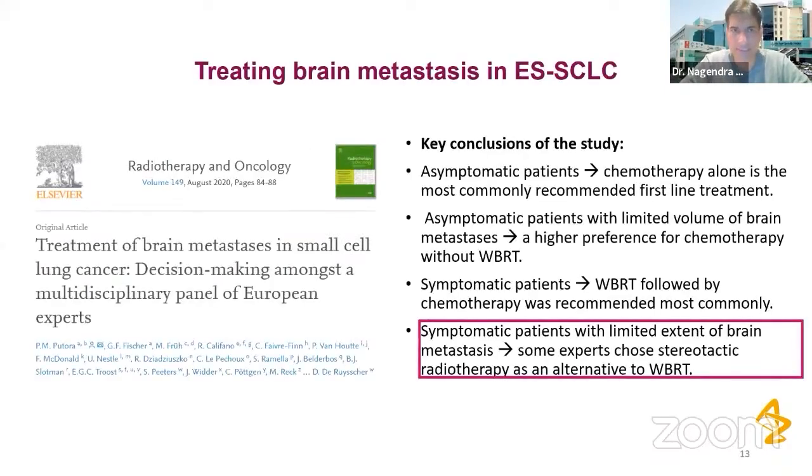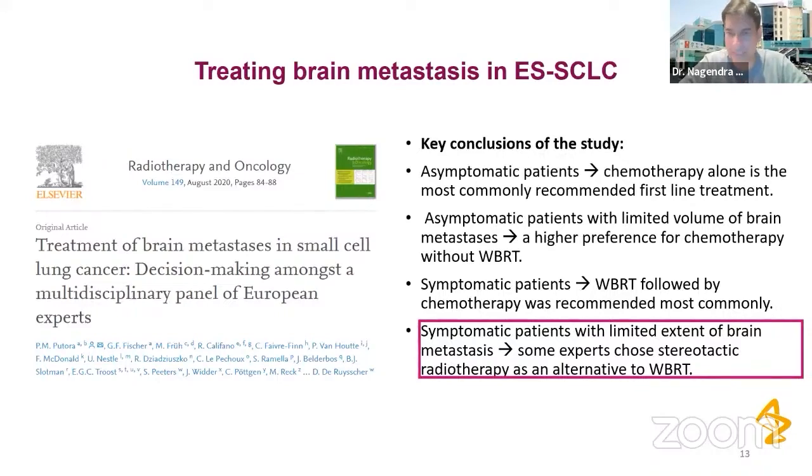The body of literature says that for treating brain metastasis, there are some principles which you have to follow. This is based on the treatment of brain metastasis in small cell carcinoma of the lung and decision making amongst a multidisciplinary panel of European experts, which concluded these facts: if the patient is asymptomatic upfront, chemotherapy alone is the most common recommendation for first line treatment. For patients with asymptomatic brain metastasis with a limited volume of brain mets, there is a higher preference for chemotherapy without whole brain RT.